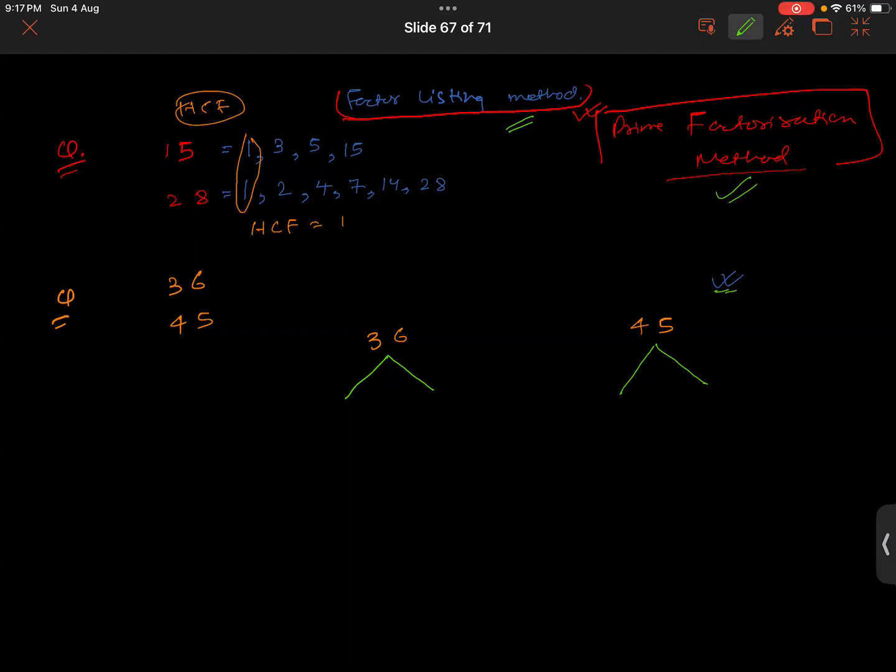See, Habib, do tell me, is the number 6 a factor of 45? Is it divisible? The number 45, is it divisible by 6? It's not divisible by 6. How can it be even a factor? It's not even a factor, then how can it be the highest common factor?